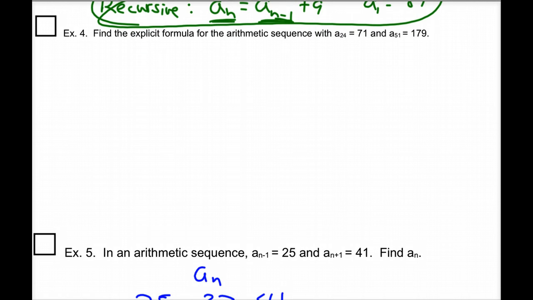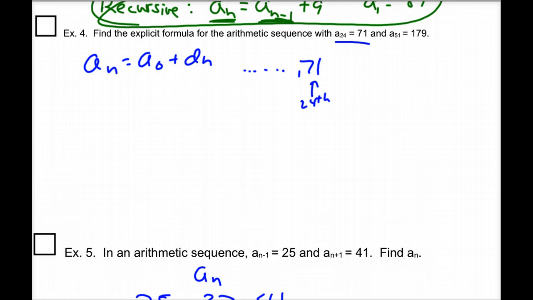Okay, this one here does not have a common difference, and it does not have a0. I need to find both of those. So I can find the common difference. Well, I can reason it out. I could understand that this means 71 is the 24th term. So there's actually 23 numbers to the left. And then the 51st term is 179.